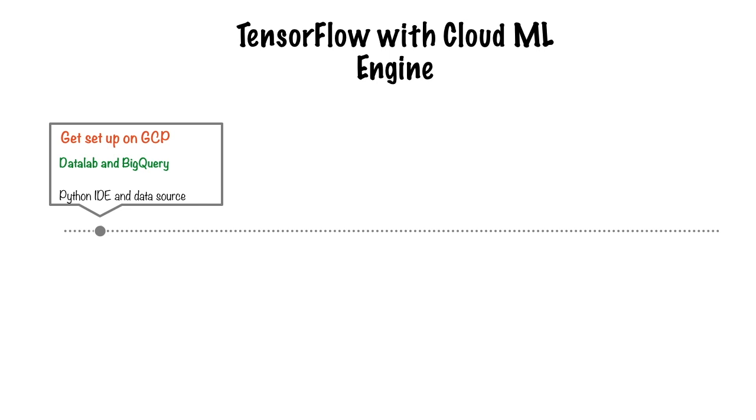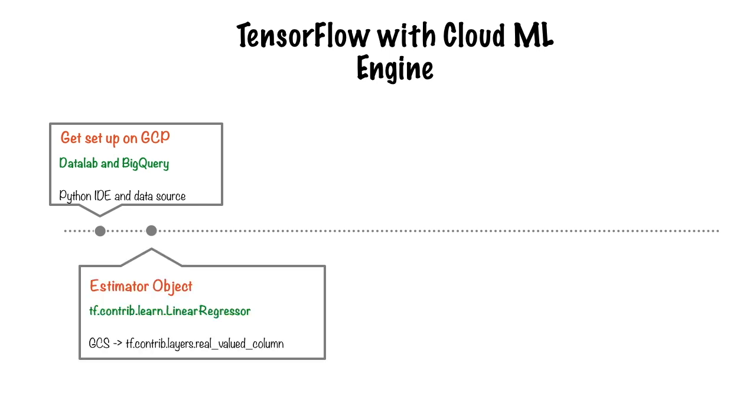Data Lab, as you know, is the Python IDE or Jupyter Notebook run on the Google Cloud platform. And BigQuery is the data warehouse on the Google Cloud platform, which we can query using the SQL language. We'll build our machine learning model using one of the built-in estimators. We'll use a linear regressor first and switch over to a DNN regressor to see if that improves our performance.